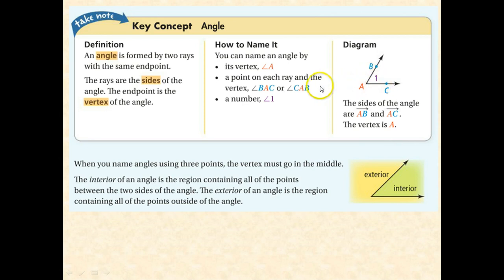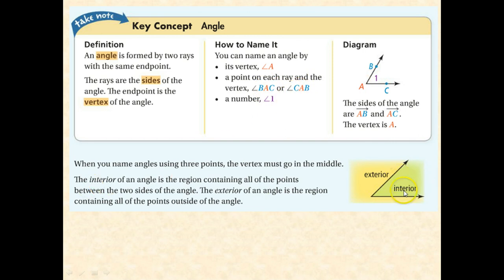You can call it by a point on each ray and the vertex. You can call this angle BAC or angle CAB, or by an angle number that you stick in the angle, angle 1. The vertex has to go in the middle when you're naming this. You can't call this angle BCA. It just doesn't work. The middle letter has to be the vertex.